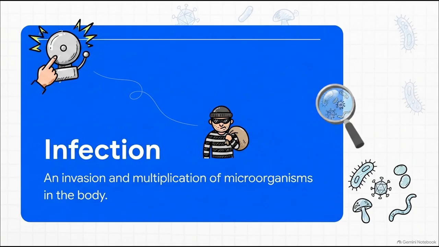An infection is strictly defined as an invasion and multiplication of microorganisms in the body. We are talking about external pathogens here, bacteria, viruses, fungi, or parasites taking hold in the host. The signs and symptoms, well, they're going to vary wildly depending on the severity, the type of pathogen, and exactly where they've invaded.